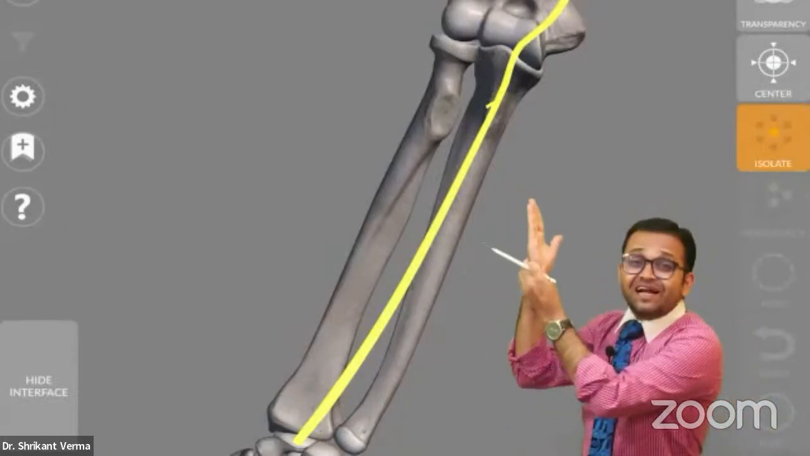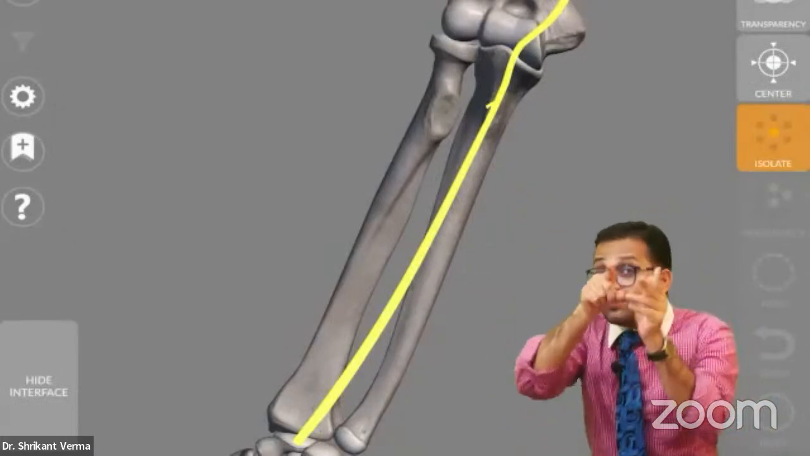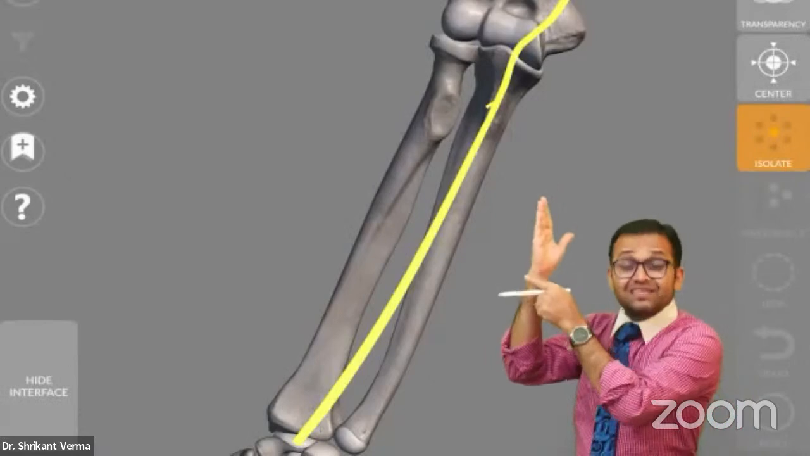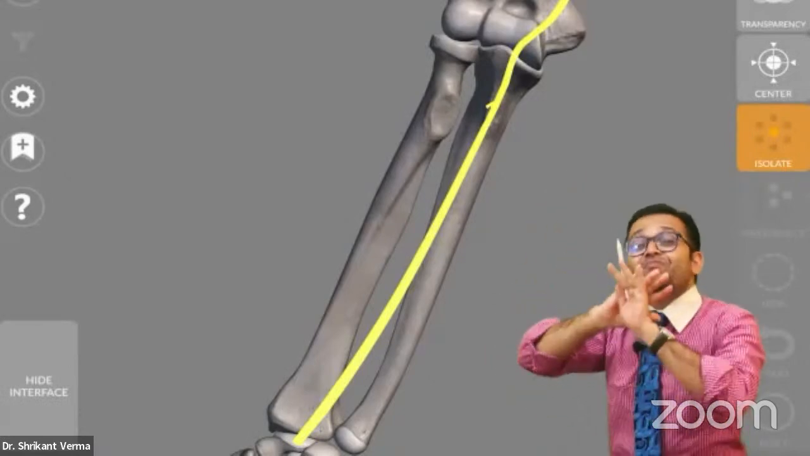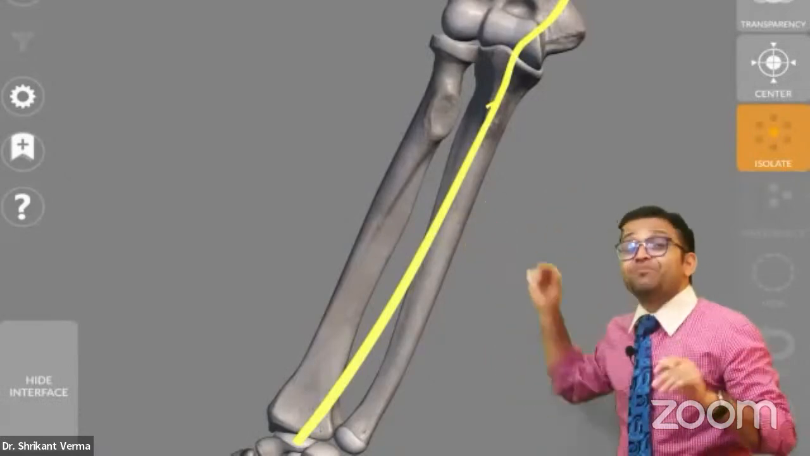And on the medial side, sir, there is an ulnar nerve, so ulnar nerve will supply to the flexor carpi ulnaris and flexor digitorum profundus. Remaining all are supplied by this median nerve.